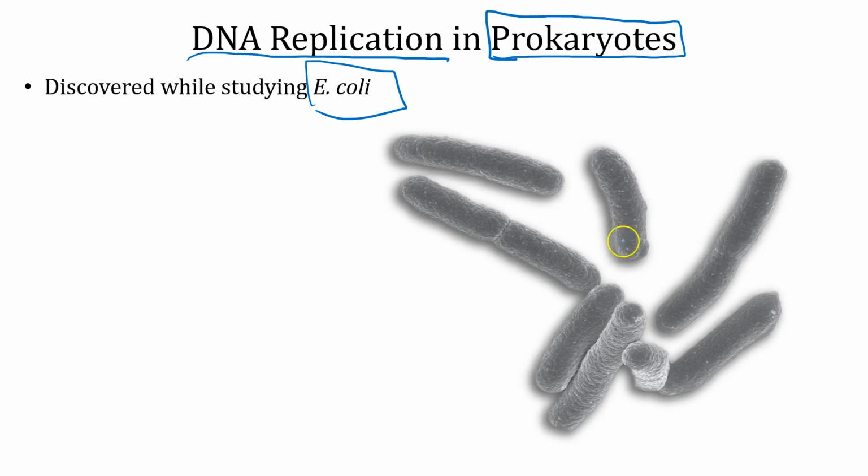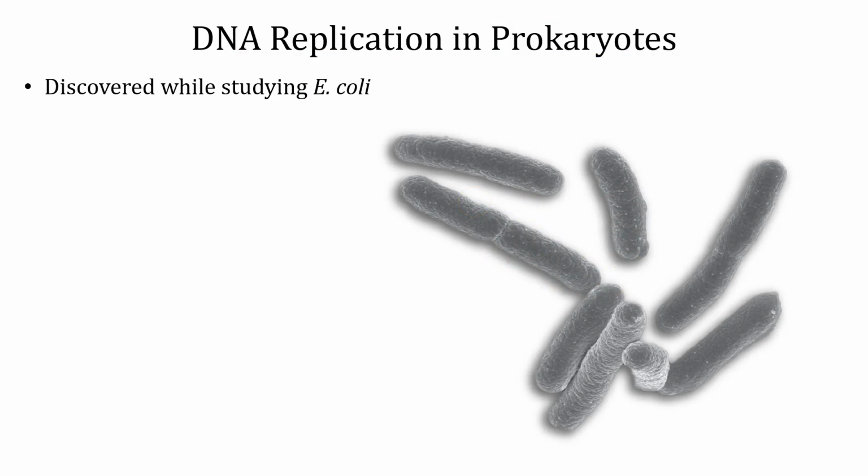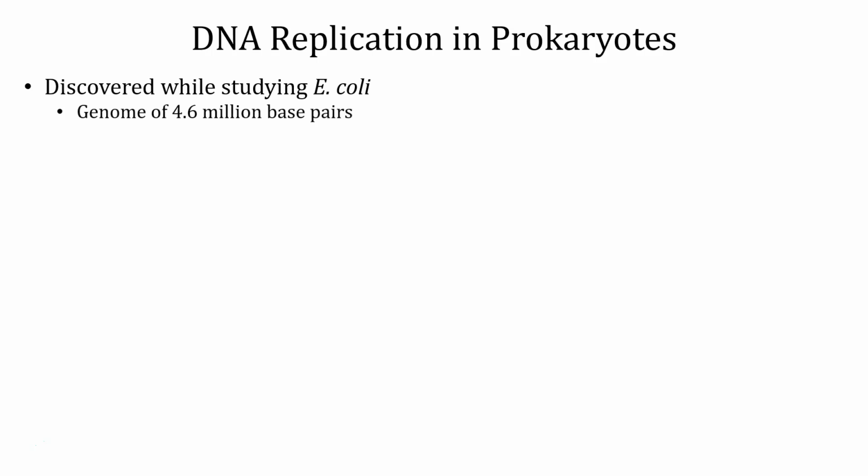These are some pictures of E. coli bacteria. They have a rod shape to them, and they're very common bacteria to be found in the colon. But in either case, why we did a lot of studies on these is because they have a relatively small genome, only 4.6 million base pairs. And this can all be copied in 42 minutes. So that's a pretty fast turnaround.